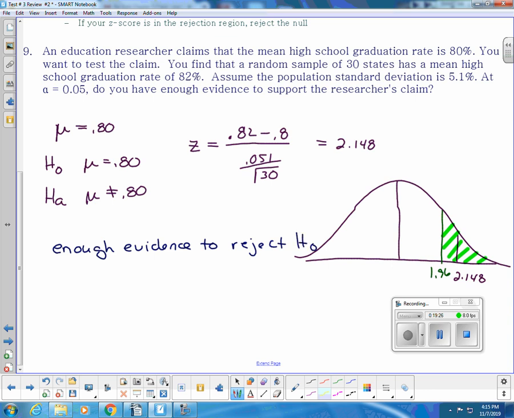Okay, and since our null is our claim, I'm going to go ahead and write the claim here. You have enough evidence to reject, so I do not have enough evidence.